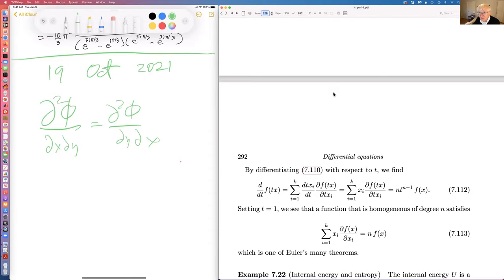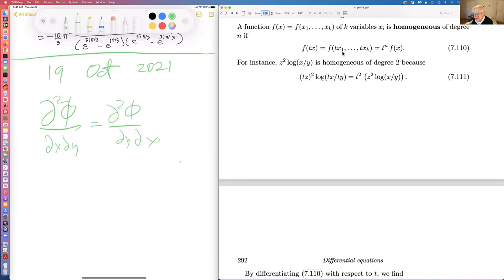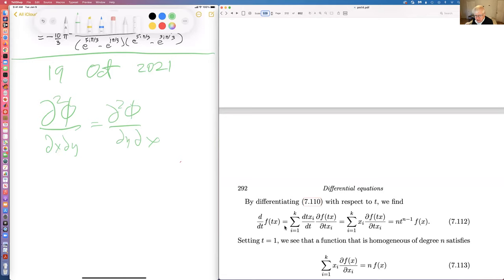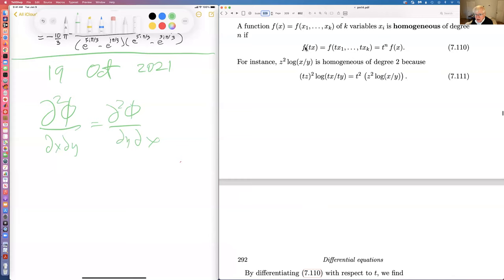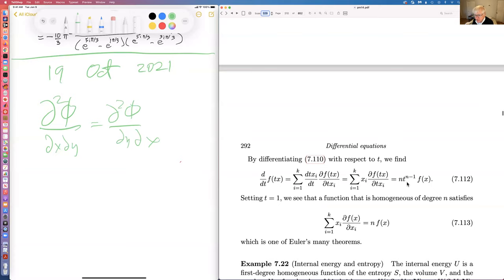Now, if we go back to the original definition, that f of tx is t to the n f of x, and we differentiate with respect to t, we get d f of tx dt is the partial of f of tx with respect to txi times d txi dt. Well, this is just xi, and this is the partial of f of tx with respect to txi. On the other hand, the derivative of this thing, well, we know if it's homogeneous, f of tx is just t to the n f of x, and so the derivative is n t to the n minus 1 f of x. So now we have this expression here.